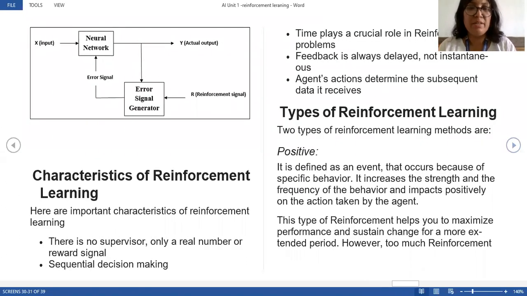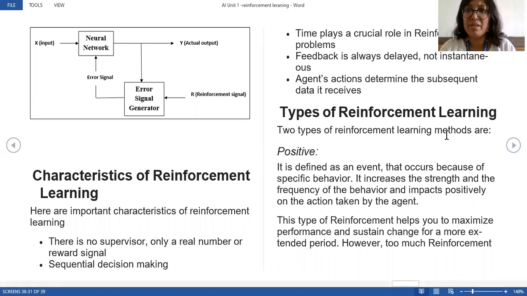Characteristics of reinforcement learning. Here are the important characteristics of reinforcement learning. There is no supervisor, only a real number or reward signal. Sequential decision making. Time plays a crucial role in reinforcement problems. Feedback is always delayed and not focused. The agent's actions determine the data it receives.